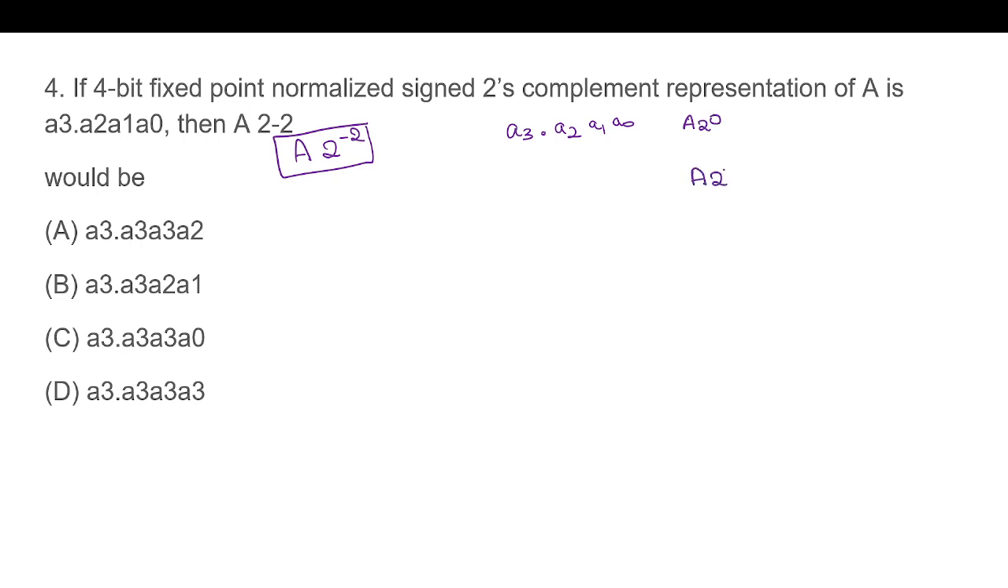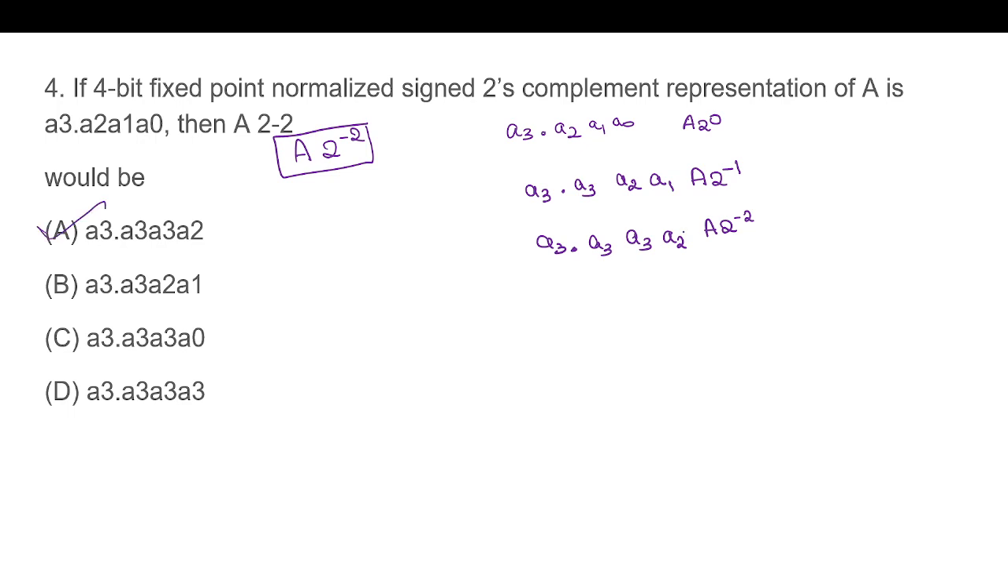A into 2 to the power minus 1 will be one time shifting. So A1, A2, A3 and A3. This we have seen, the sign extension. So A into 2 to the power minus 2 will be again one shift. So this is A3, A3, A3, A2.